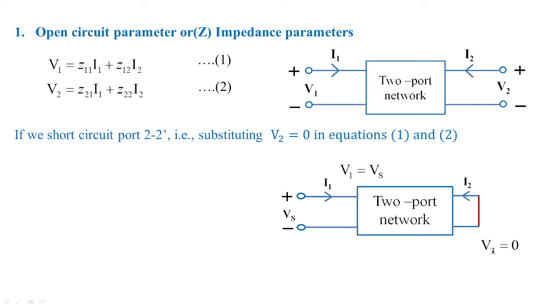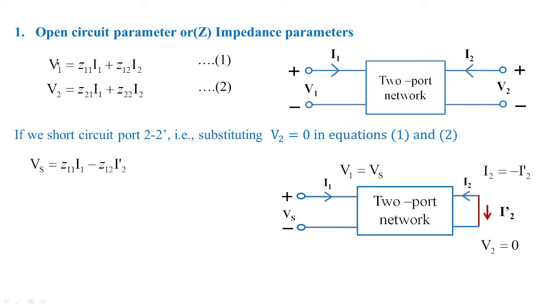In fact, when output voltage is set to 0, we can assume a current I2 dash which is flowing in this closed circuit like this, and I2 dash is quite opposite to I2. So with these assumptions, we'll substitute in equation 1 and 2 and let us see what we are going to get.